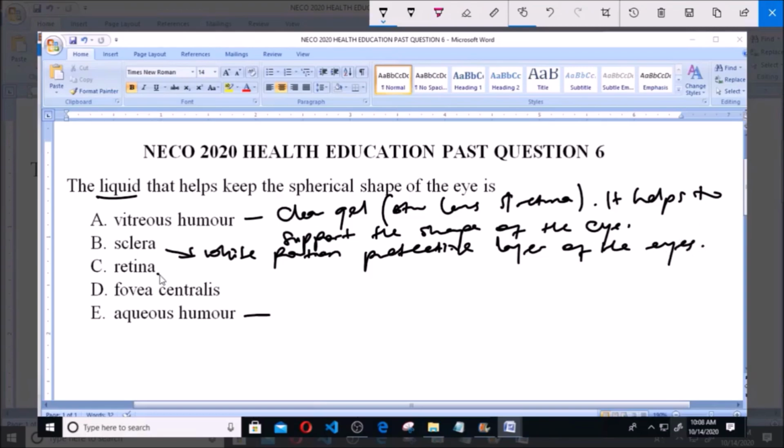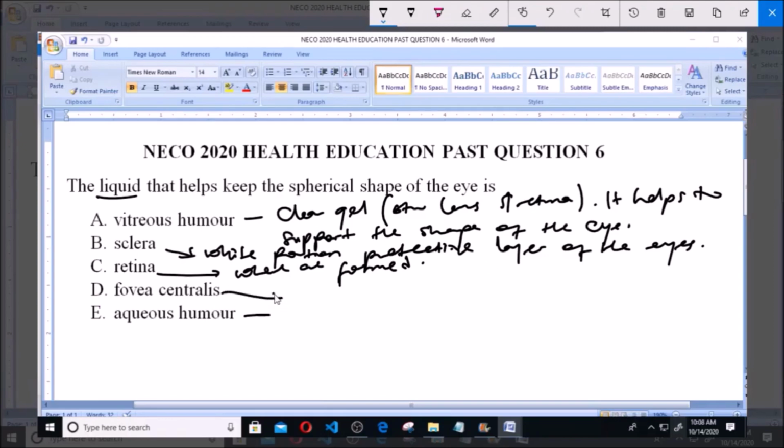Now the retina is the light-sensitive part of the eye where images are formed. The retina receives light rays from the lens, which directs them towards it to form an image.